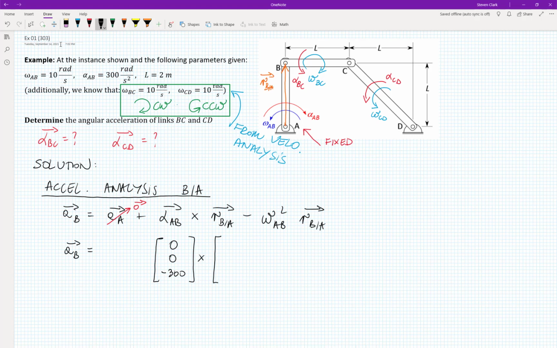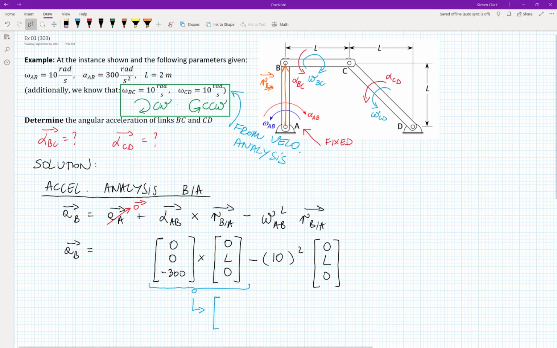And based on the picture, its components are 0, L, 0, minus omega AB squared, and omega AB is 10, and does it rotate in a positive direction or negative? Positive. 10. Actually, it doesn't matter because we are going to take a square of it anyway. And in here, exactly the same vector. Okay, so if you solve this determinant, you will obtain the following expression. In here, you will just have 300L, 300L, 0, 0. I solved it yesterday.